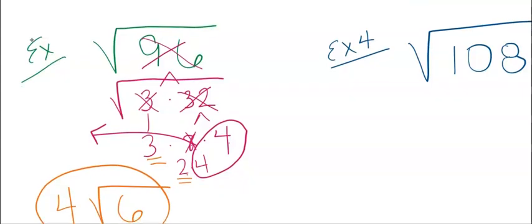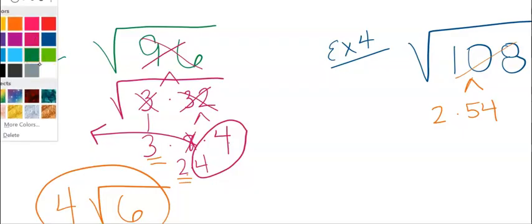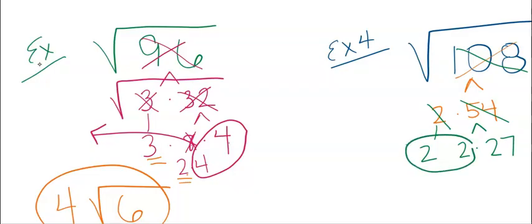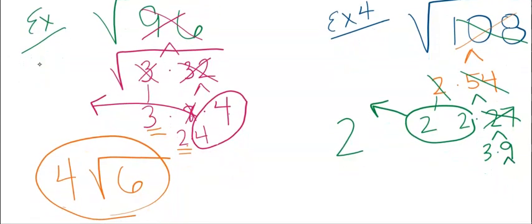All right, let's try one last problem. We have 108. So I know 108 is 2 times 54. Okay? And let's see, I'm going to keep the 2, but I don't want to forget about it, so I'm going to bring it down. And 54 I think of as 2 times 27. So I have a double 2. We can bring that out. Okay? 27 is 3 times 9. And 9 breaks up into 3 times 3. So I have a double 3.